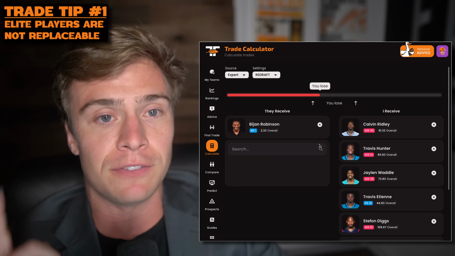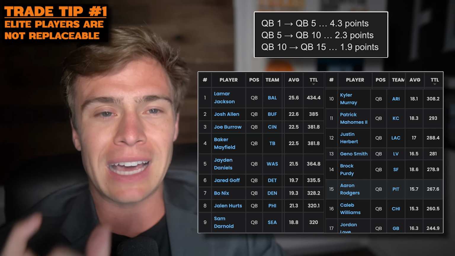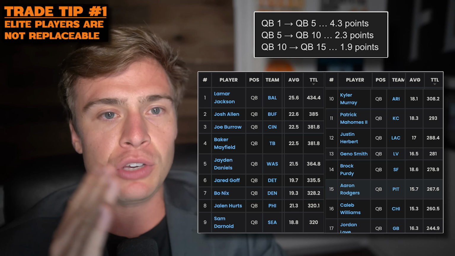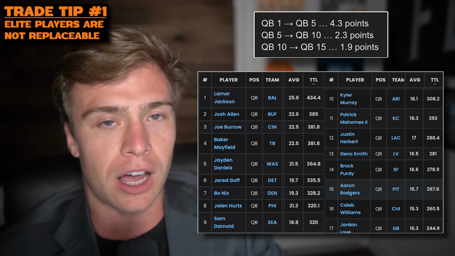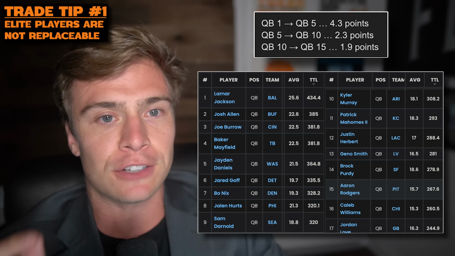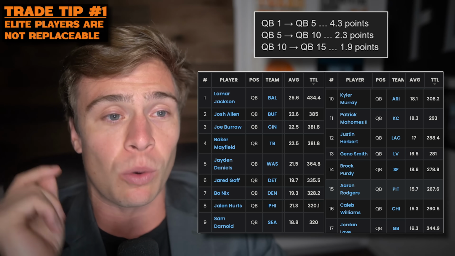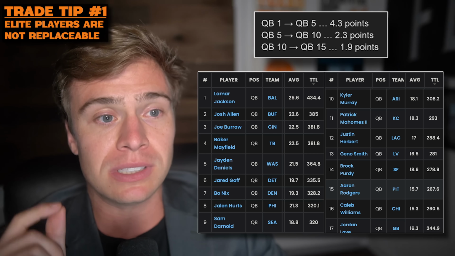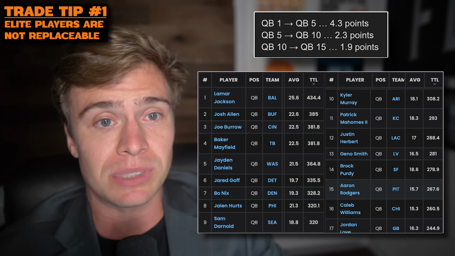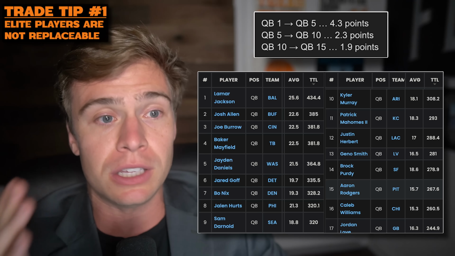Let's look at fantasy football points per game last season. The QB1 to the QB5, that delta in points per game was 4.3 points. And as you go down and look at worse and worse options, it's really flat. QB5 to QB10, that difference is 2.3 points. QB10 to QB15, that difference is only 1.9 points. So you can see the biggest gaps in points per game are truly the elite names at the top to the middling other RB1s or the middling QB1s.